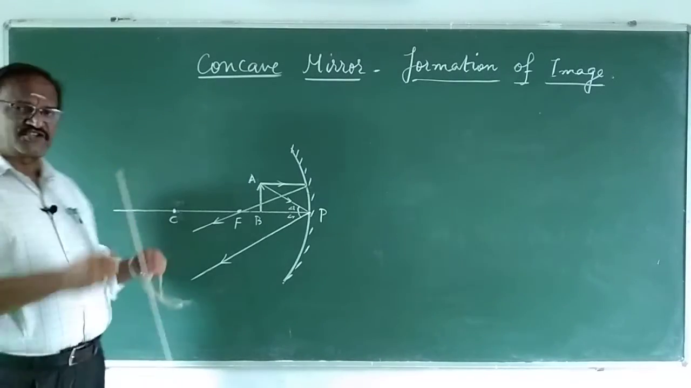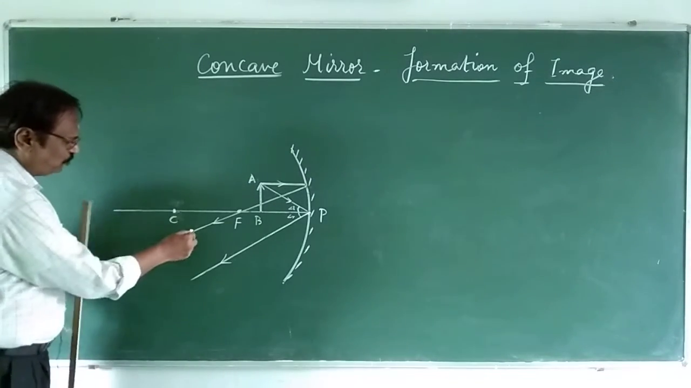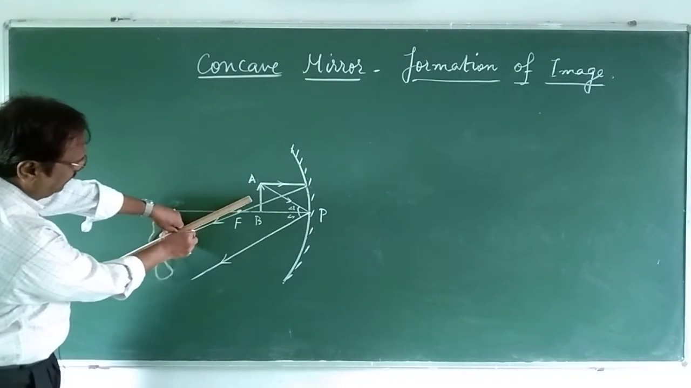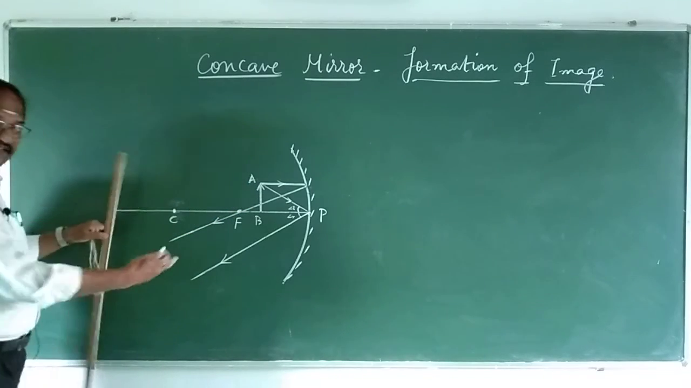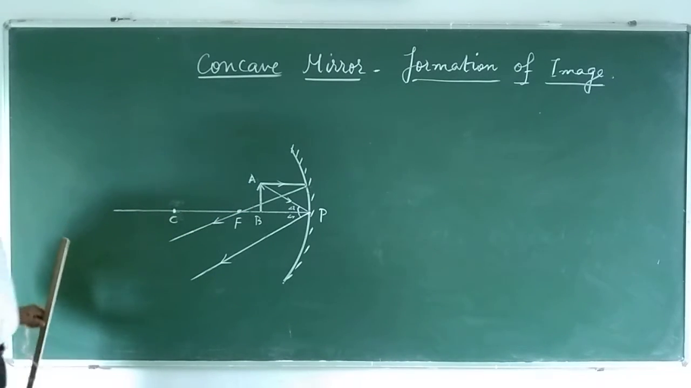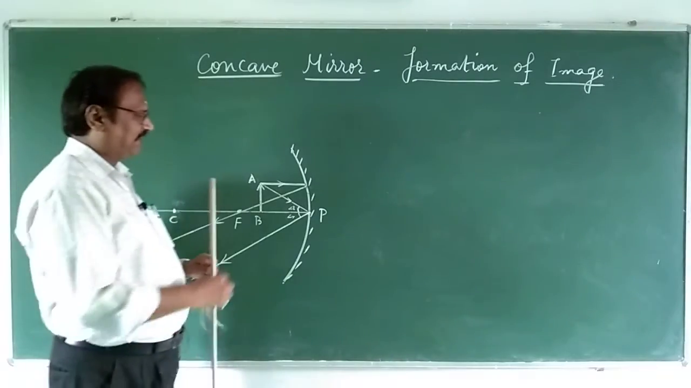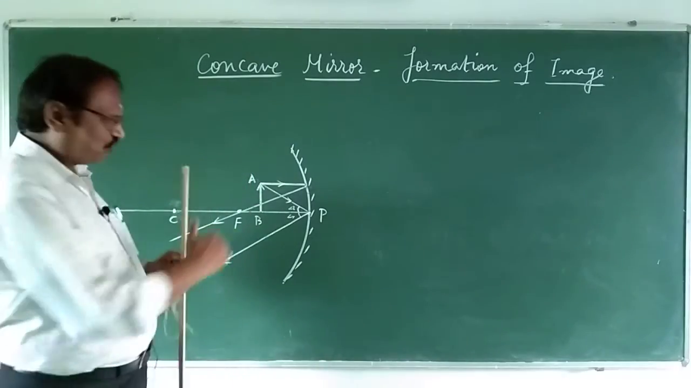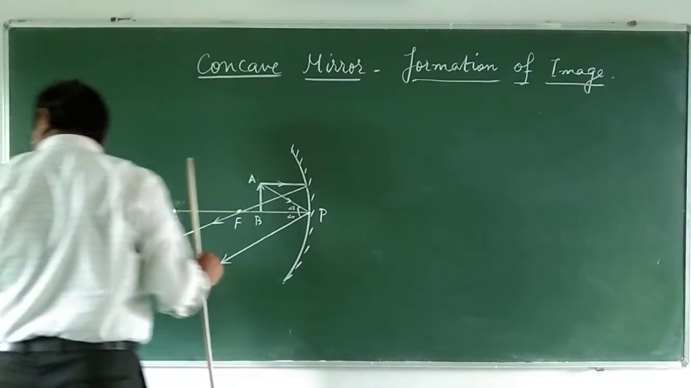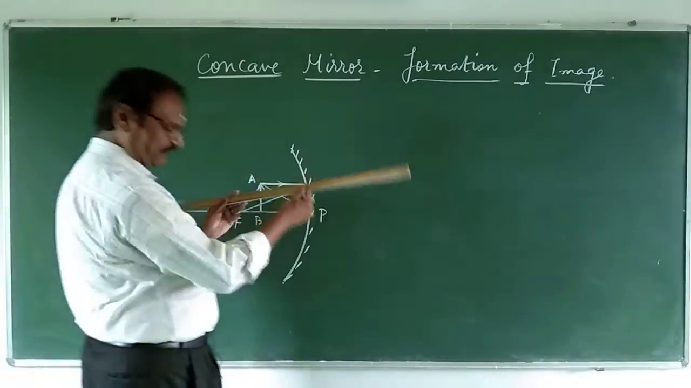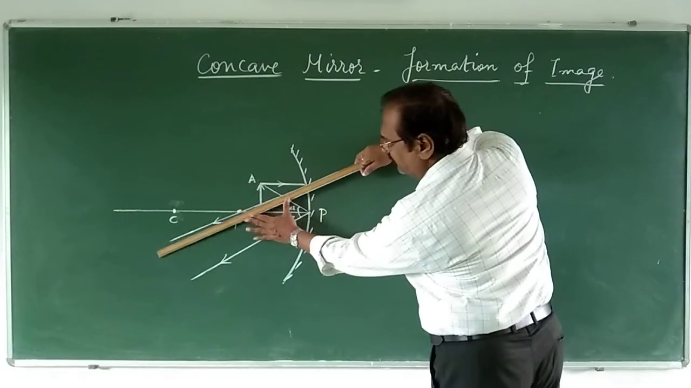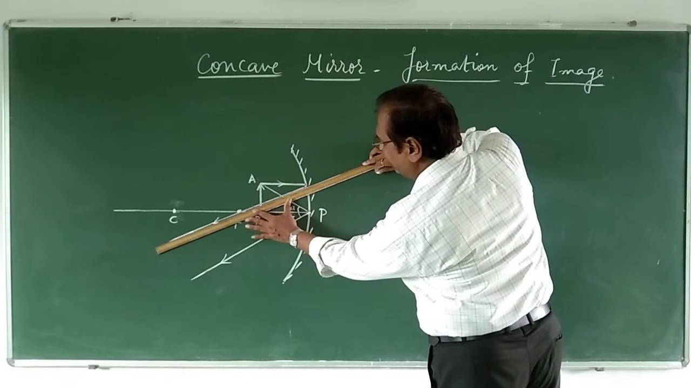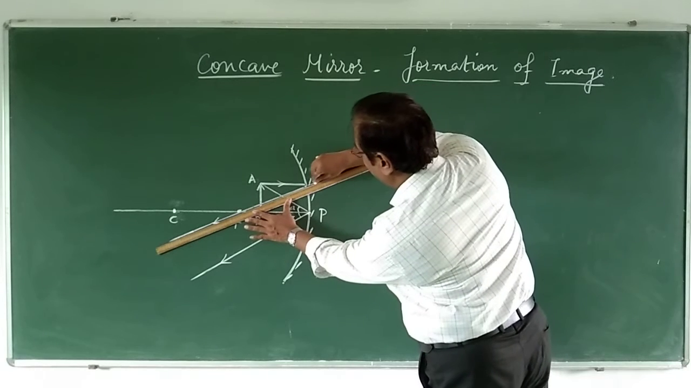Now where is the image? Do you think that these two rays will at any point meet anywhere? They cannot meet anywhere because they are diverging. So what we do mathematically, we extrapolate it. Extrapolate it where? I will extrapolate it behind the mirror. Watch again carefully. I am extrapolating these two rays. I keep it like this and I take it behind the mirror.